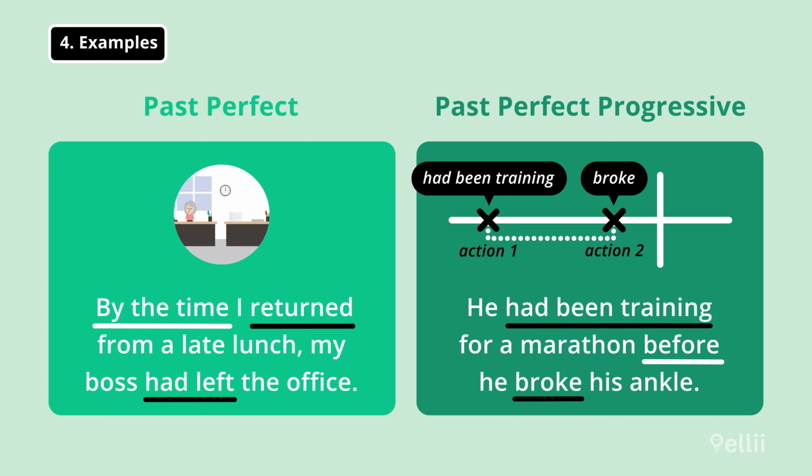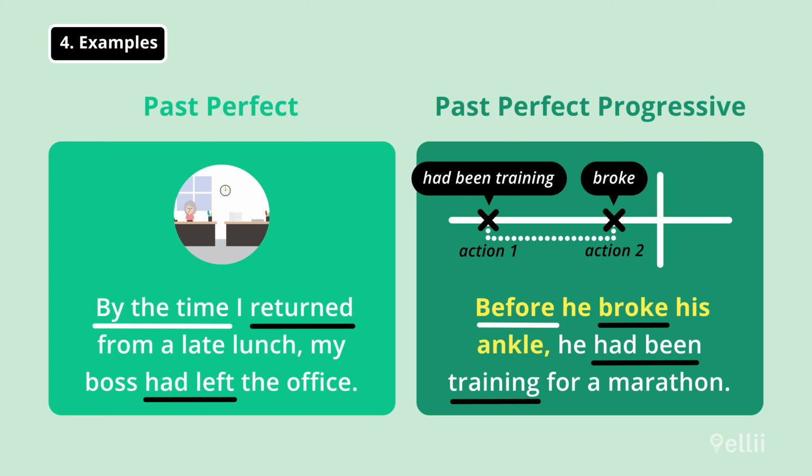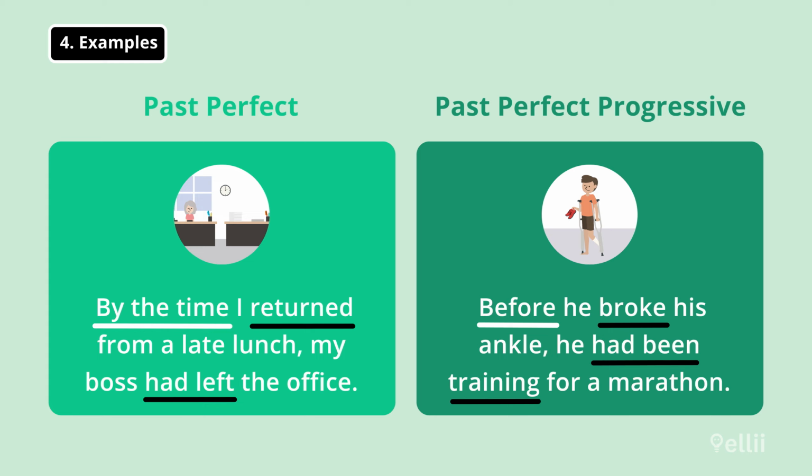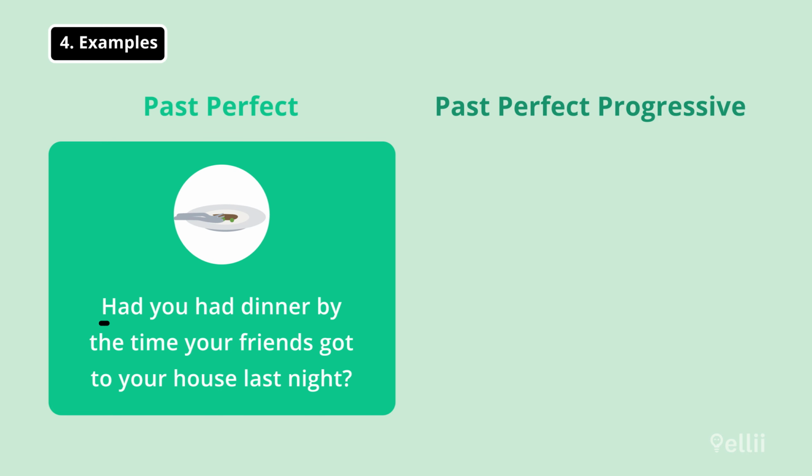Like with a past perfect sentence, you can also start a past perfect progressive sentence with the dependent clause that contains the simple past verb. Let's look at one more set of examples. Had you had dinner by the time your friends got to your house last night?